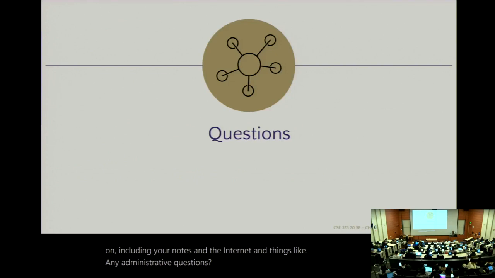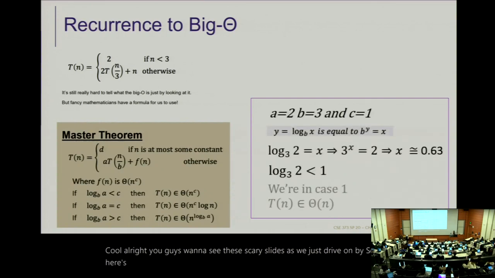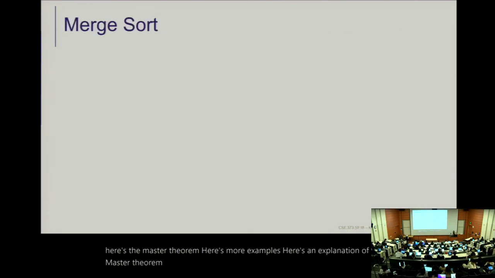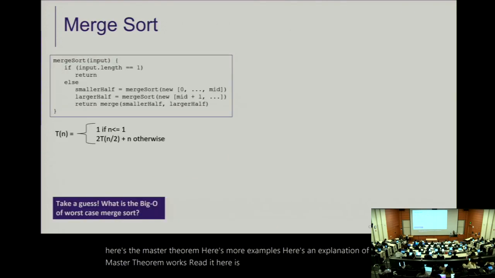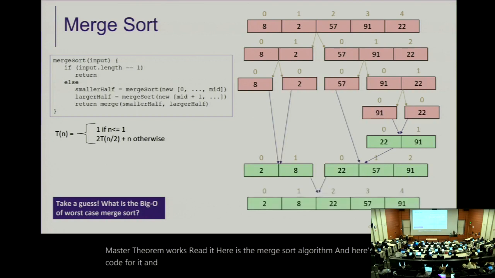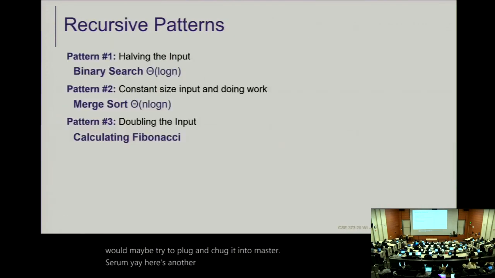Cool. All right, you want to see these scary slides as we just drive on by? So here's the master theorem. Here's more examples. Here's an explanation of why the master theorem works. Read it. Here is the merge sort algorithm, and here's the code for it. And here's the recurrence for that code. And here is how you would maybe try to plug and chug it into the master theorem. Here's another example. Finally, our third recursive pattern is doubling the input.